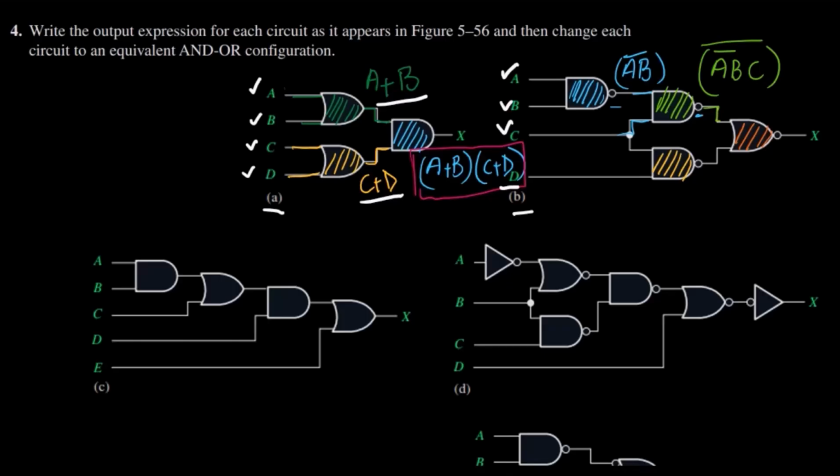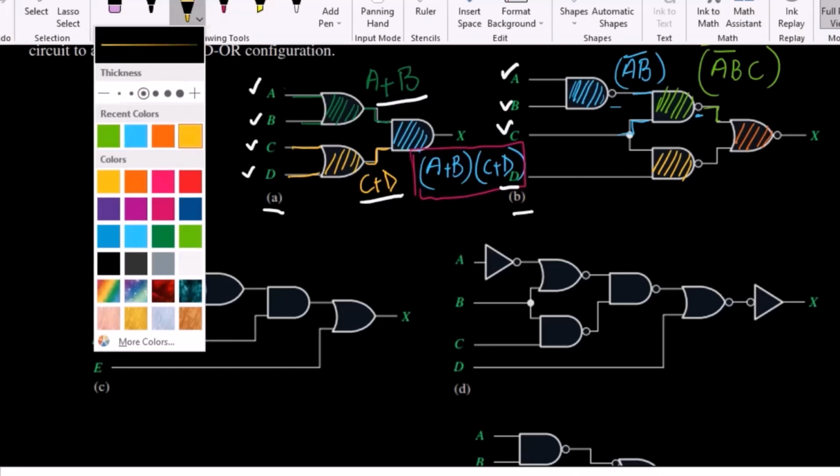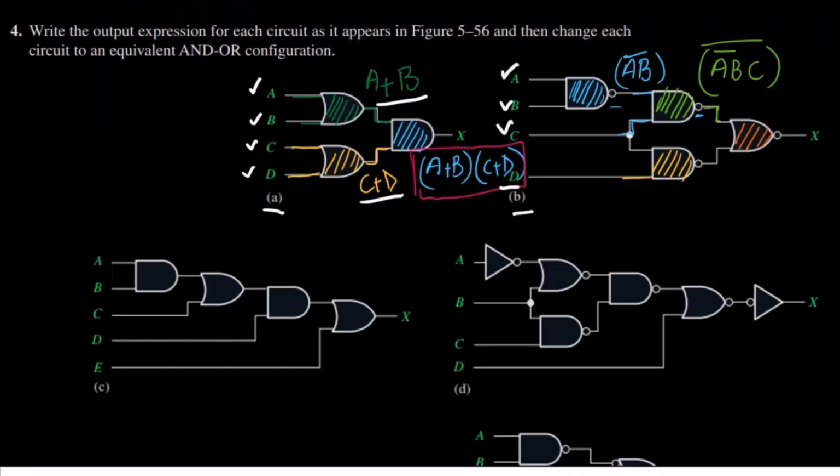And here we can see that we have 2 inputs. One is, let me use the yellow color, this D, and the other one is this C. So at the output of it, I will get CD whole complement.